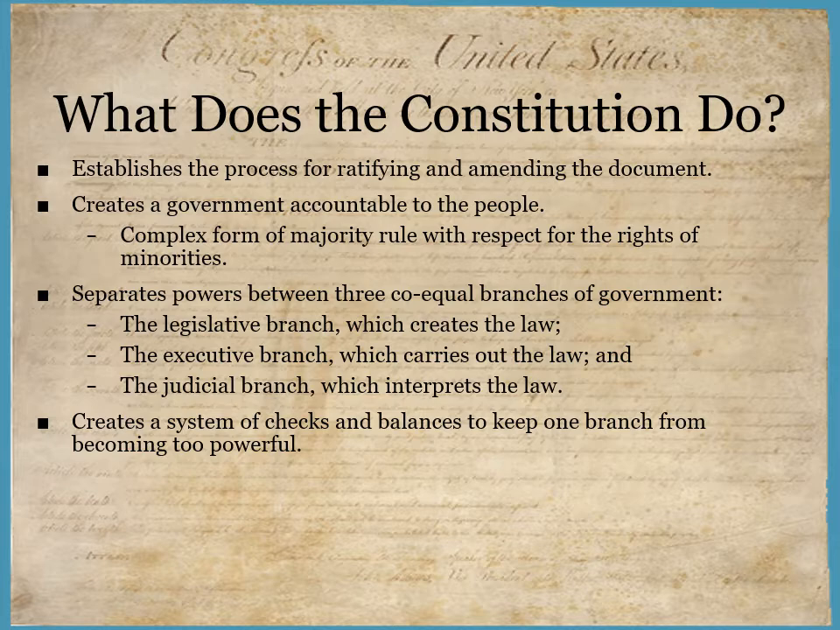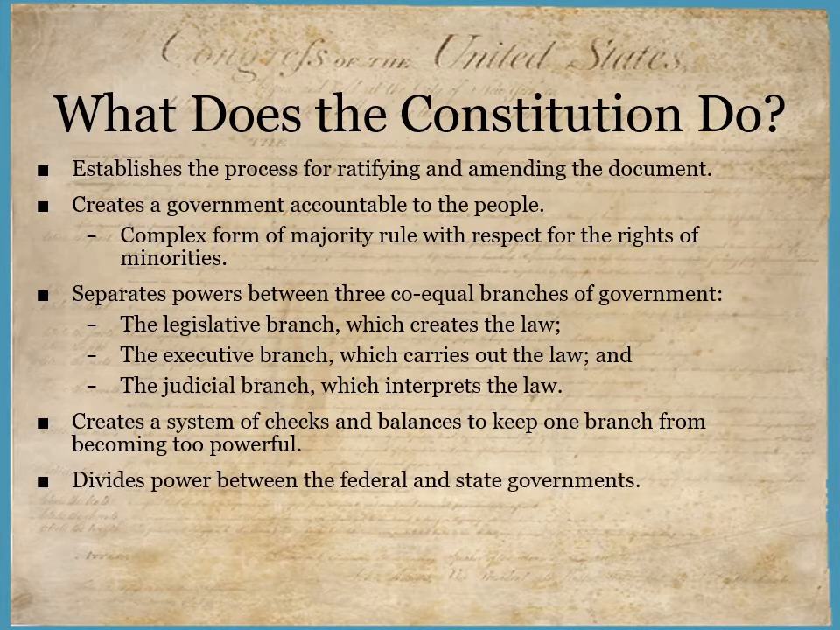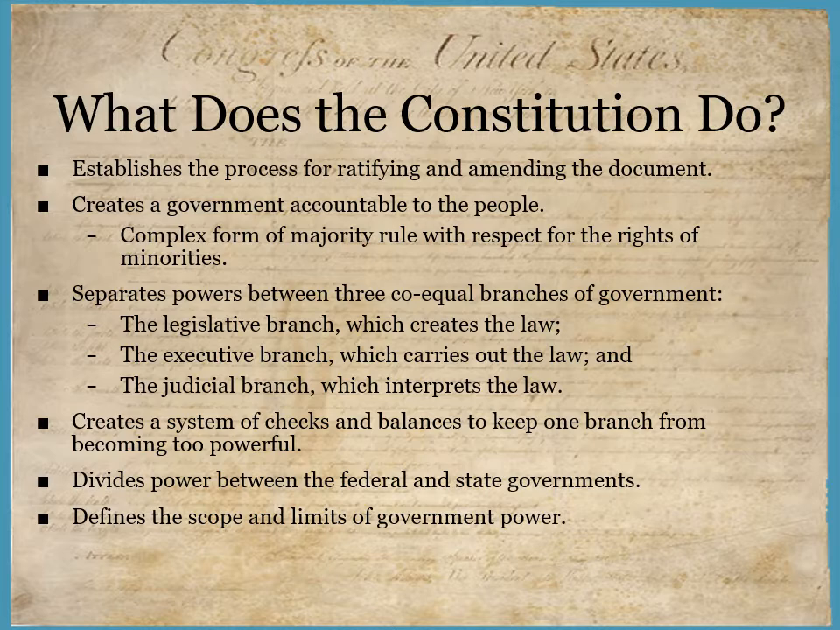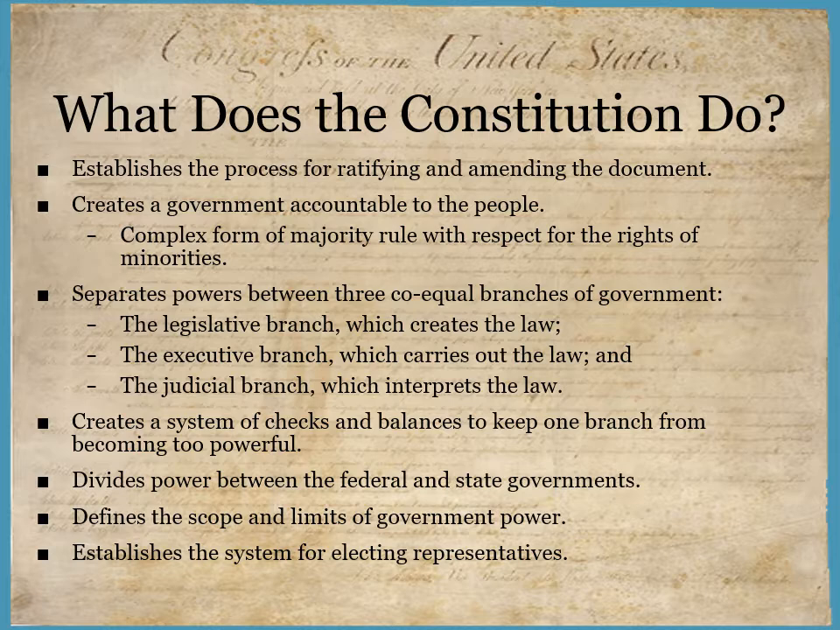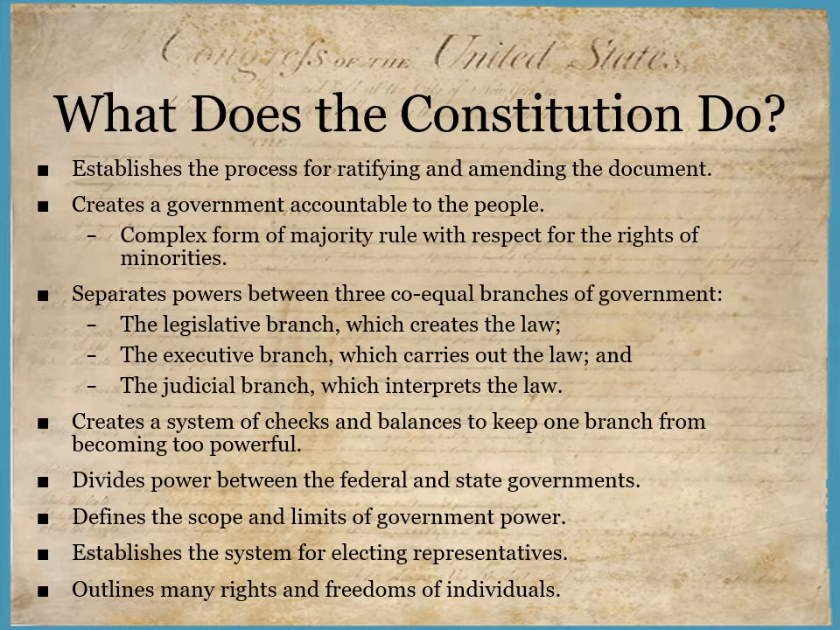Recall that the Constitution was intended to bring together many state governments. That meant that the Constitution had to respect those state governments, and thus it divides power between the federal and state governments in what we call a federalist system. The Constitution thus defines the scope and the limits of the federal government's power, leaving all remaining authority to the states and to the people. And speaking of the people, the Constitution provides a system for electing representatives to represent our interests. And the Constitution outlines many of our civil rights and liberties, and it prohibits the government from infringing on those rights and liberties.